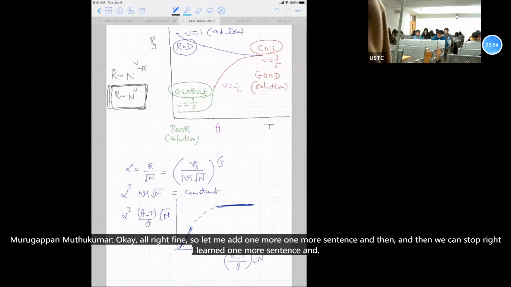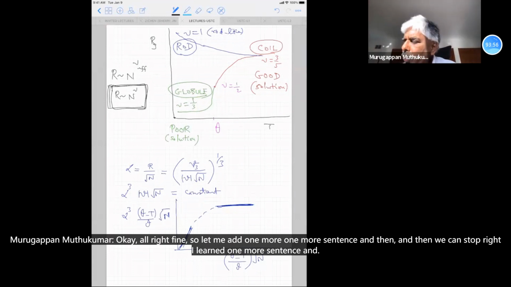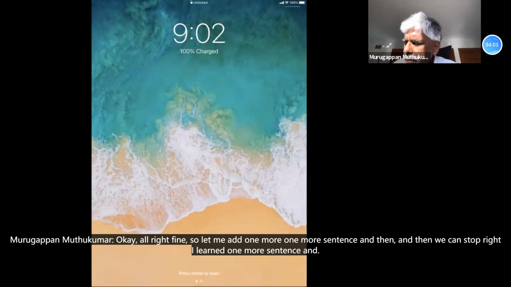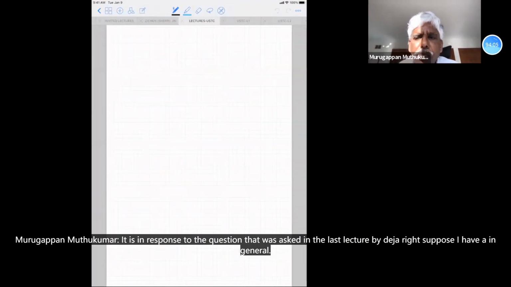Okay, all right, fine. So let me add only one more sentence, and then we can stop, right? I'll add one more sentence and we can stop. This is in response to the question that was asked in the last lecture by Dija, right?